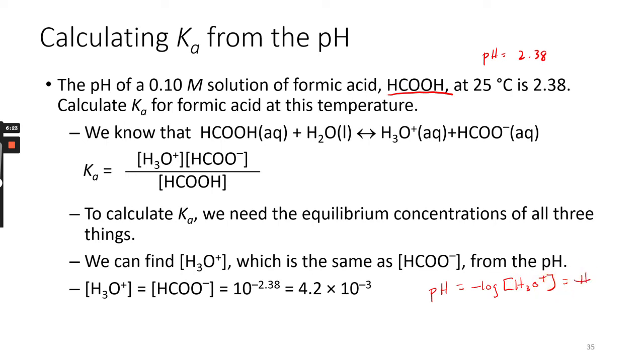And if that is equal to a number, say you want to do the opposite, we call that the anti-log. You take 10 raised to the negative of this number, whatever your number is, and that will give you the concentration of hydronium. That's called the anti-log. So that's what we're doing here: 10 raised to the negative pH value. There are 2 decimals on my pH, so I have 2 significant figures. So this is the concentration of hydronium and of the formate ion.